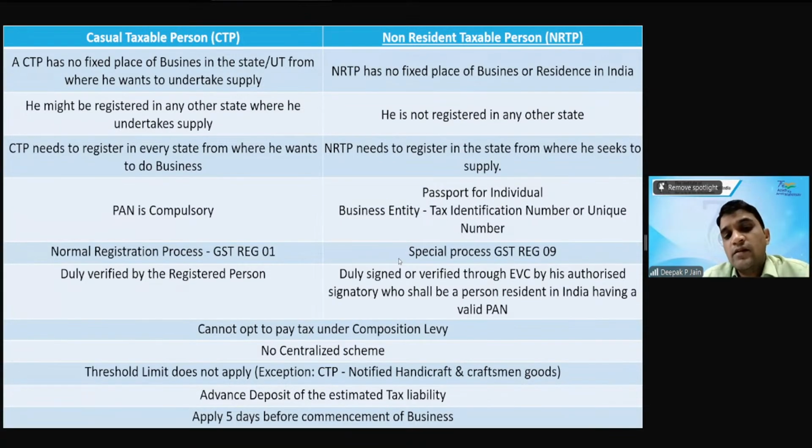EVC means electronic verification. How you do the verification is by getting an OTP on your mobile number. You will provide that OTP, then it will be accepted that you have authorized it. So that is called the electronic verification process.